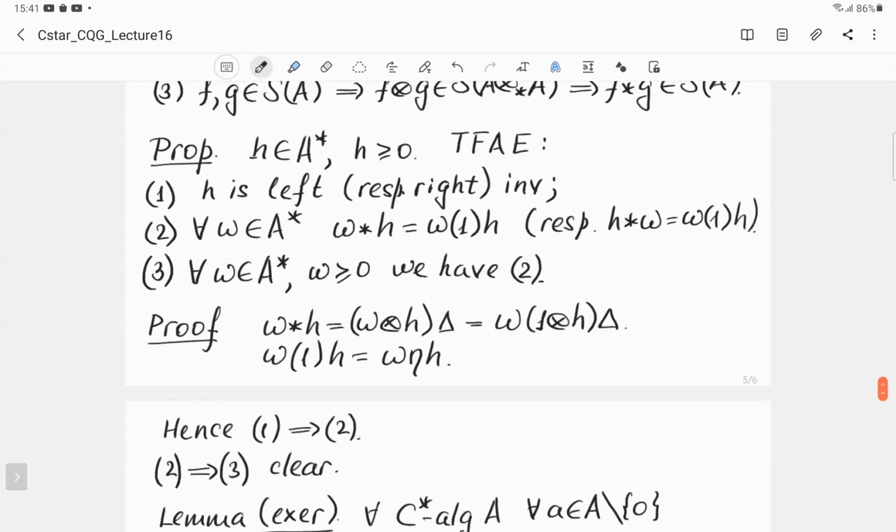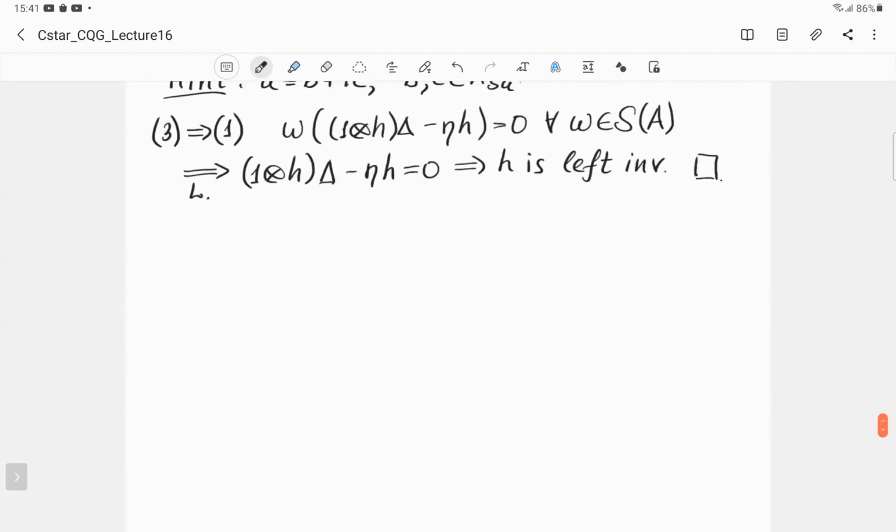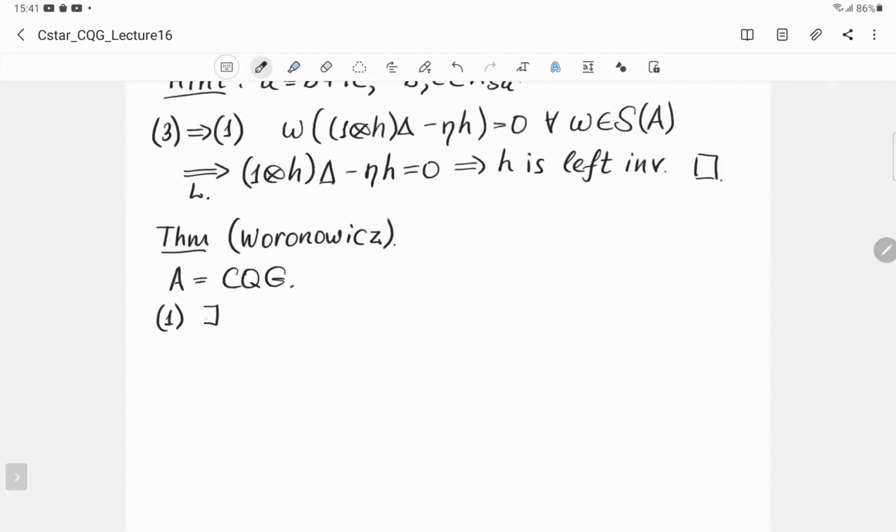Okay, now we are ready to construct the Haar state on an arbitrary compact quantum group. So we have the following theorem due to Woronowicz. Suppose that A is a compact quantum group. Part 1, there is a state h on A such that h is both left invariant and right invariant.